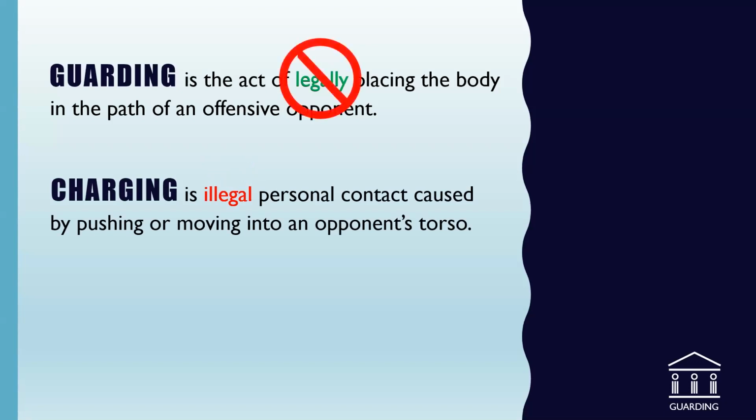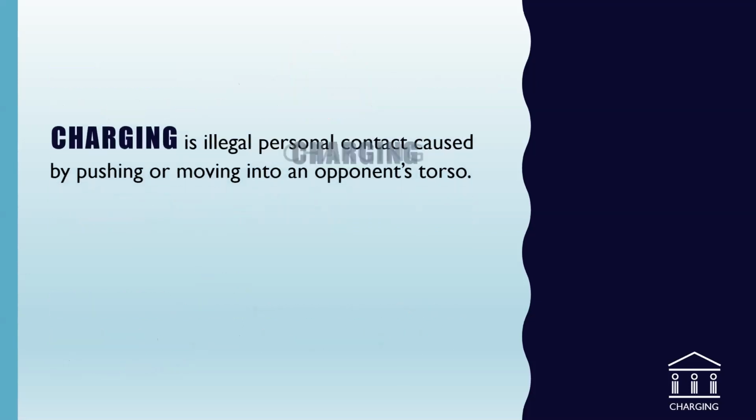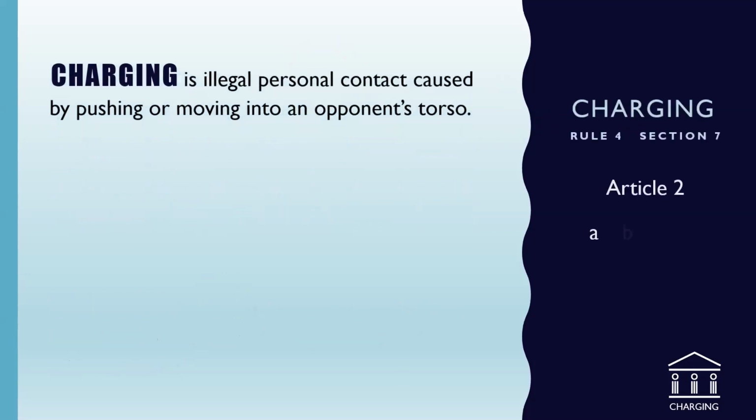Okay, but what if I didn't get there legally? What if I'm no longer legally guarding? Then it becomes a blocking foul, because blocking is illegal contact, which impedes the progress of an opponent. So it all comes down to, as I stated, legal guarding position. Was the defender in a legal guarding position? That's why we referee the defense. All right, everyone's got that?